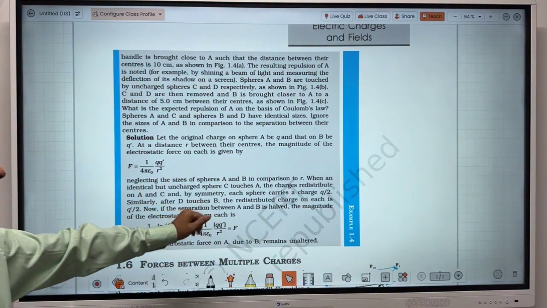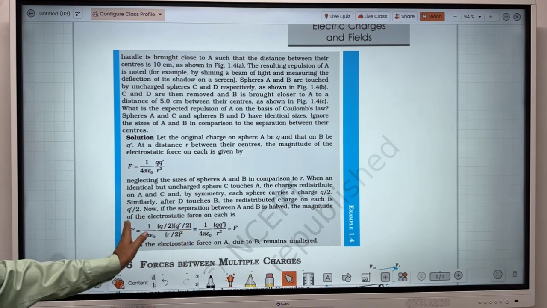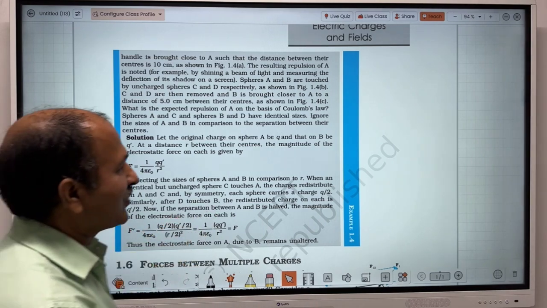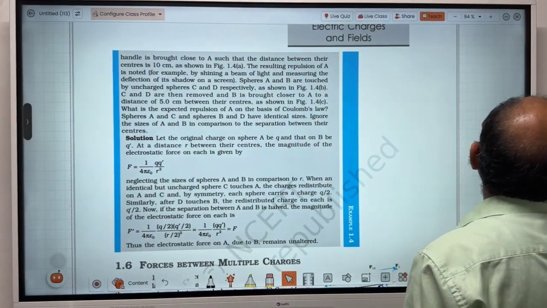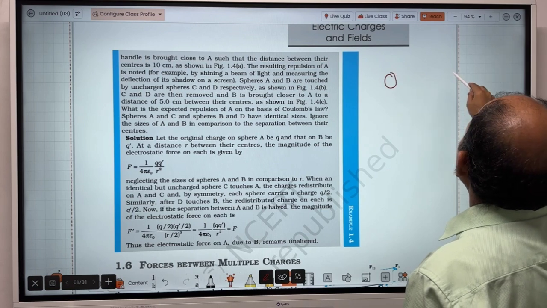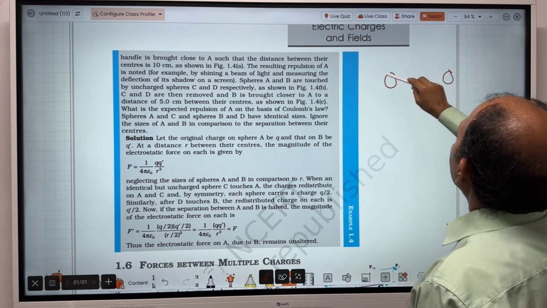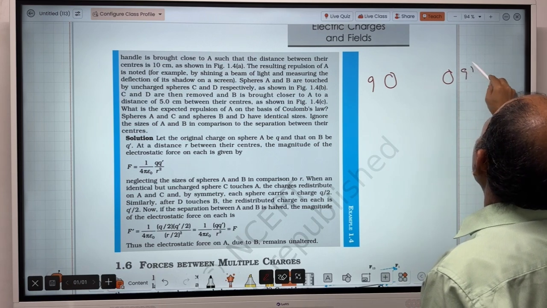Similarly, after D touches B, here the situation is different. The distribution of charge is Q dash. Once again, I will tell you. So here, this is body A, this is body B. It has charge, suppose, Q, and it has charge, suppose, Q dash.